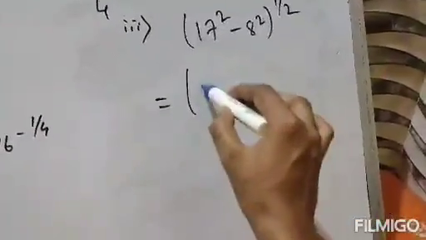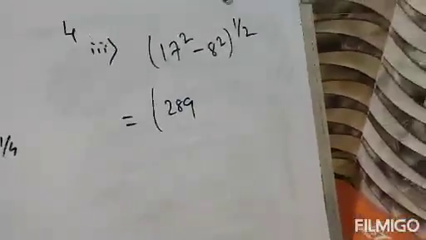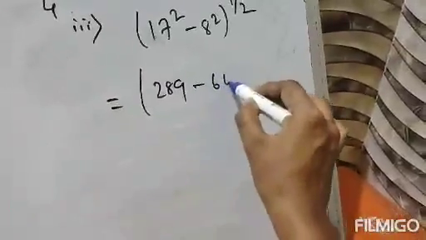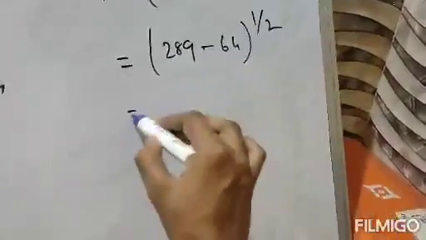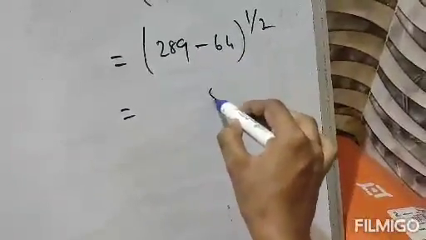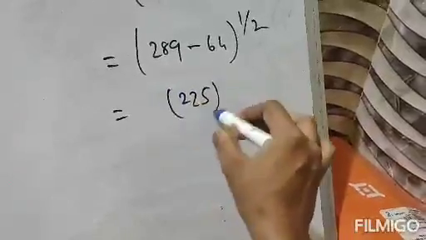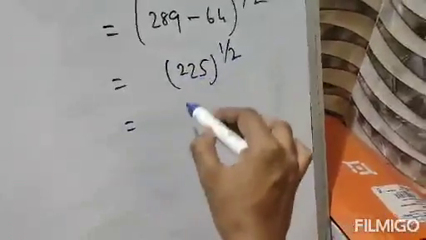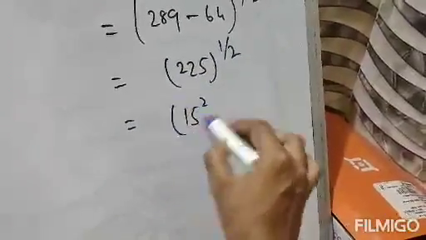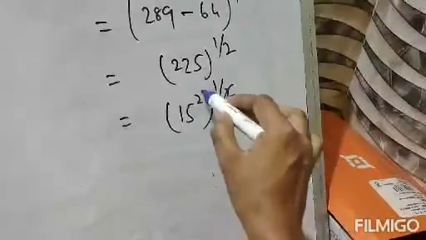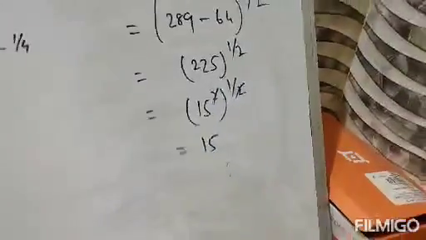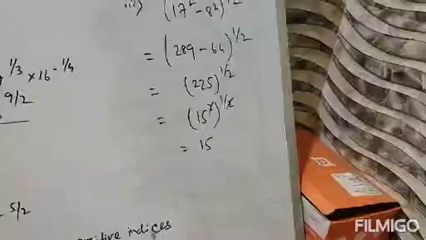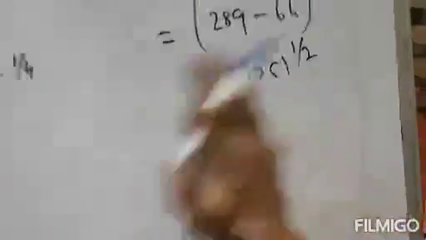Now 17 square means 289, that is 17 into 17. 8 square means 64, to the power 1 by 2. Now subtract, so 225 to the power 1 by 2. 225 means 15 square. 15 square is 225, to the power 1 by 2. So answer will be 15. Very easy. Answer will be 15. Next.